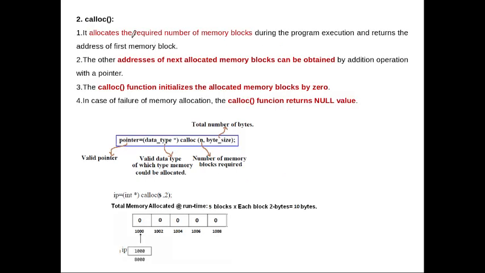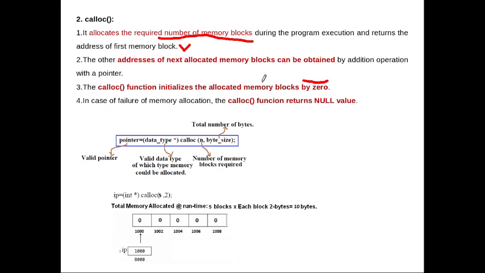Let us see the calloc function. It allocates the required number of memory blocks during program execution and returns the address of the first memory block. So it is the same as malloc. But in this case, calloc will initialize the memory blocks with 0. In the case of malloc, memory will be allocated, but the memory locations are not initialized. They are uninitialized and will have some garbage value.